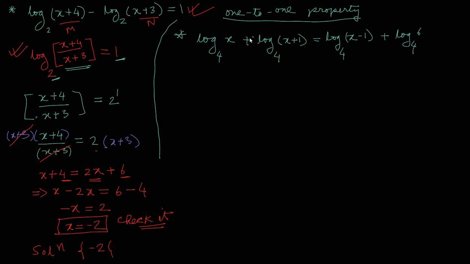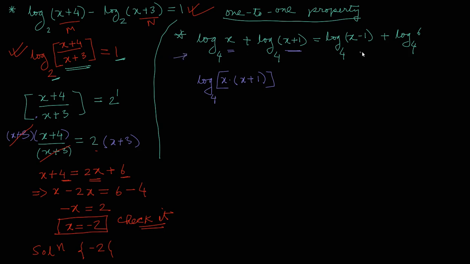Okay, so now let's see how I can solve this equation. First I'm going to try to combine on the left hand side. So I have logarithm m plus logarithm n, so I can write logarithm m multiplied by n, and my base is 4. So this is my left hand side.